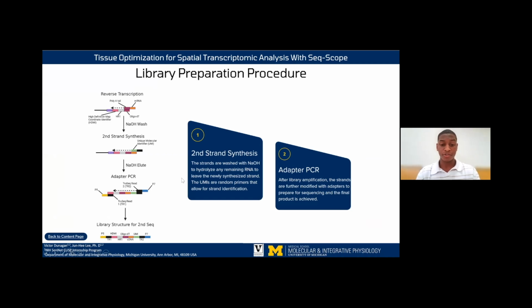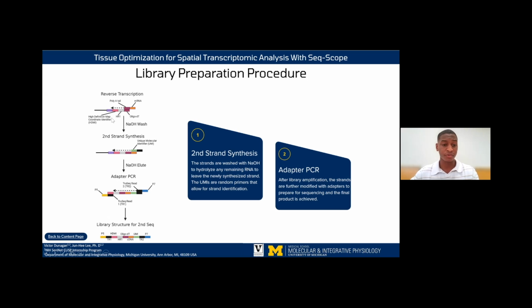Now that I was able to work through the wet lab procedure and obtain the mRNAs from the tissues, I now wanted to start by preparing the libraries for the second sequence so that we would be able to obtain the genetic information to go along with the positional information from this experiment.